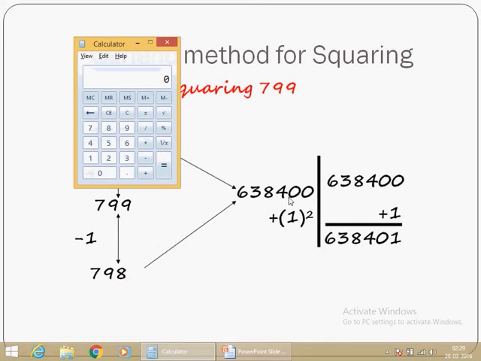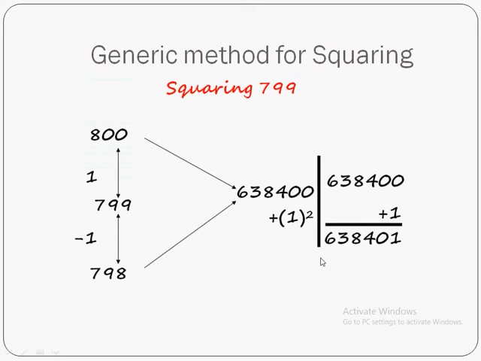So I will try to calculate it again. 799 into 799, and the answer is 638401. So you can see how accurate it is and how simple it is.